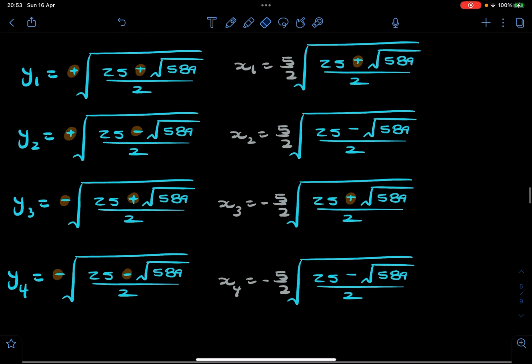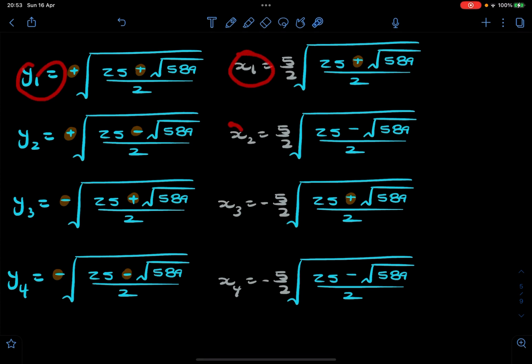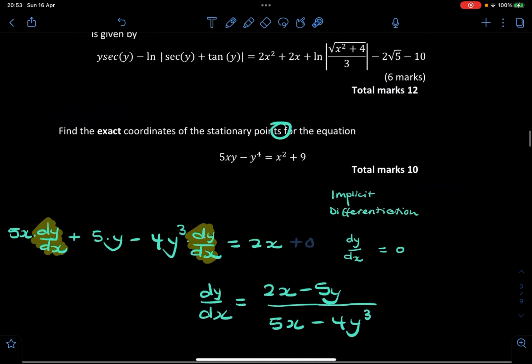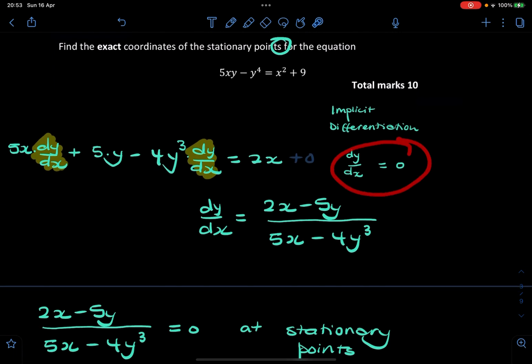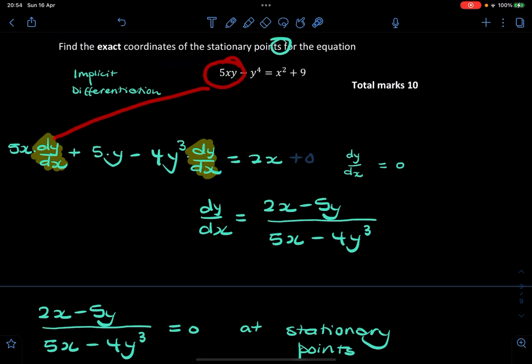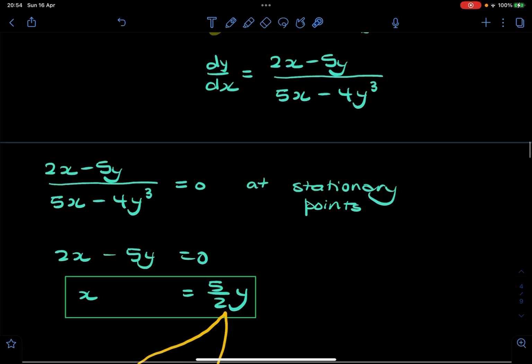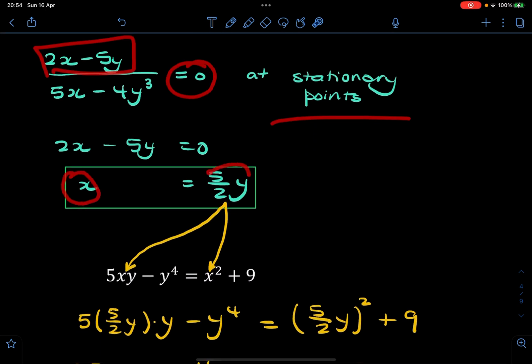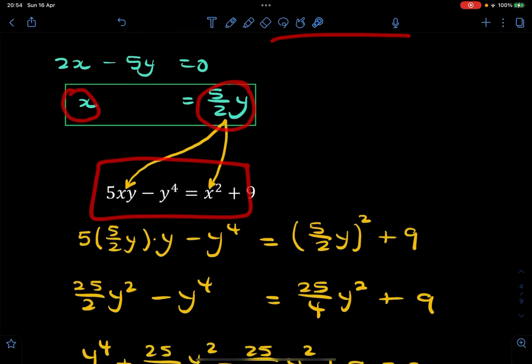Good. So the question said, find the coordinates of the stationary points. Here they are. x1, y1, x2, y2, etc. How did we do it? Well, it was implicit differentiation. After we realized we needed to find the points where dy by dx equals 0, the key was implicit differentiation. We used the product rule here. Then we did a bit of rearranging. Then we took the numerator to be 0 at the stationary points. Then we found x in terms of y, substituted back in the original equation.